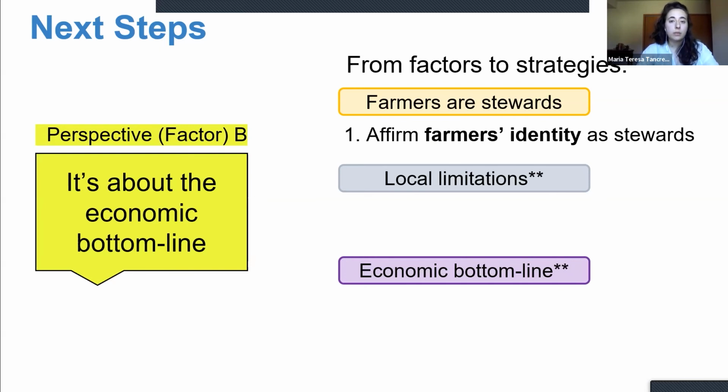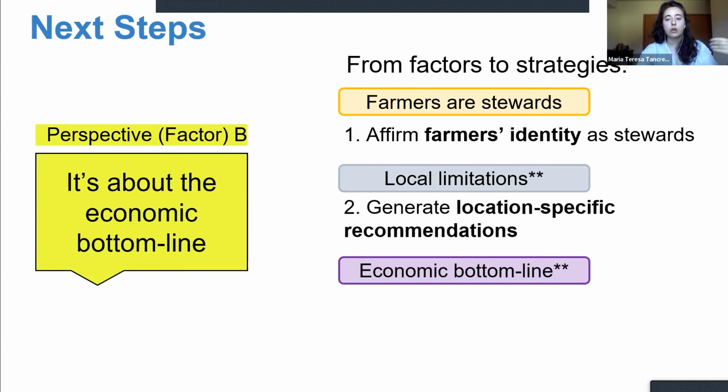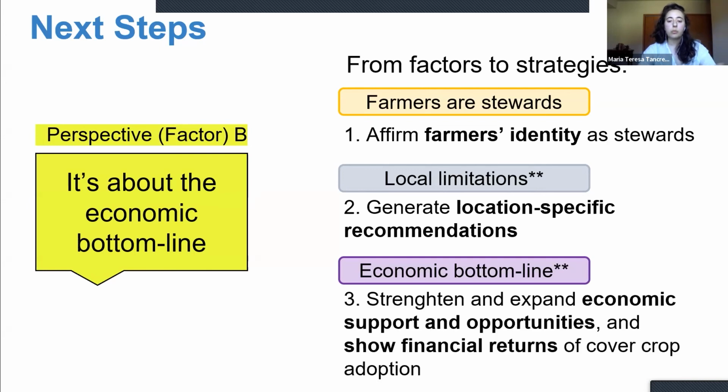They talked about local limitations. And so something that would be important for these farmers would be to generate location-specific recommendations that they could look at to feel more comfortable in using cover crops. And finally, they were really concerned and interested in the economic bottom line. And so it would be important to keep strengthening and expanding the economic support and opportunities for farmers who are using cover crops, as well as showing financial returns that could come out of cover crop adoption.